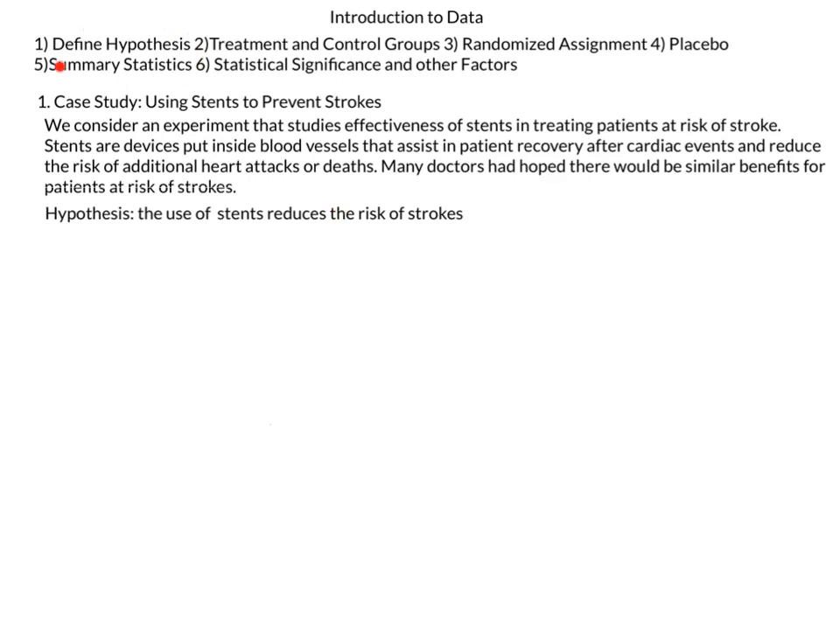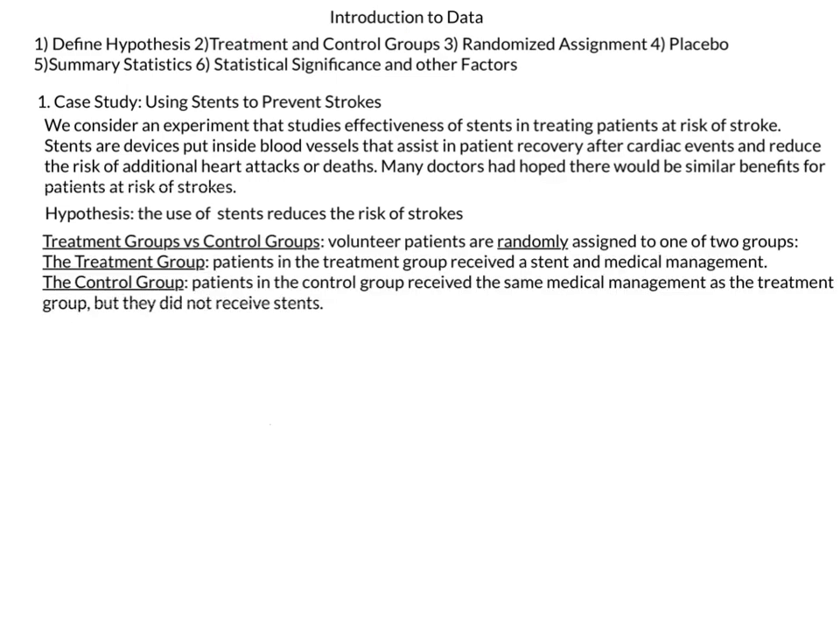So I define my hypothesis, which is a statement about my question, and my hypothesis then will be the use of stents reduces the risk of strokes. Next, we define our treatment and control groups. Ideally, we will randomize the assignment of patients into treatment and control groups.